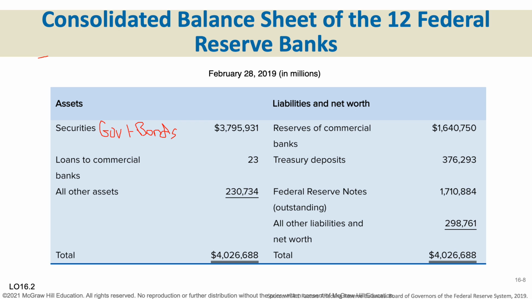So on the asset side, we deal with securities because the Fed buys and sells securities to change the money supply. But the Fed also makes loans to commercial banks. Make sure you realize this is loans to commercial banks. So it's not to the public. It's not loans to you or I.